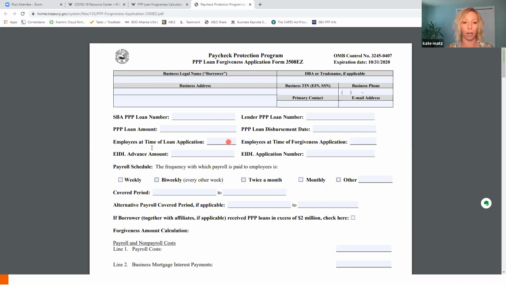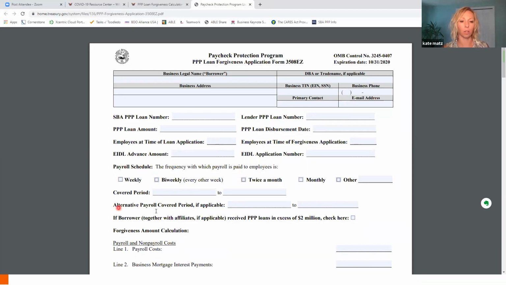Now it is clear that employees is intended to mean full-time equivalents based on a 40-hour week. So you'll want to compute these two numbers both using that same methodology, because you want to have apples to apples. That may mean that this number here is different on your forgiveness application than it is on your loan application. You want to make sure you talk to your lender about that and explain why you got a different answer now, and it's based on new guidance that has come out. So it shouldn't cause any problems, but that is one area that I think is worth highlighting.